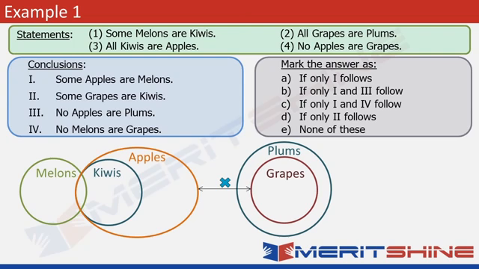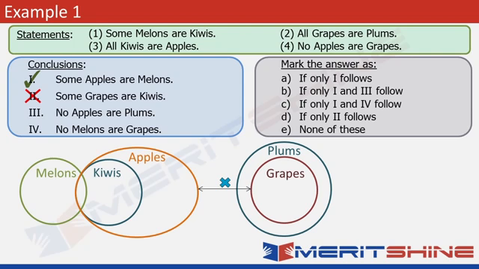1. Some apples are melons. We can clearly see from the diagram that some apples are melons. So this is fine, it follows. Number 2. Some grapes are kiwis. We can see from the figure that kiwis and grapes aren't overlapping, nor can they, because grapes and apples are disjoint sets and kiwis are contained completely within apples. So this does not follow.